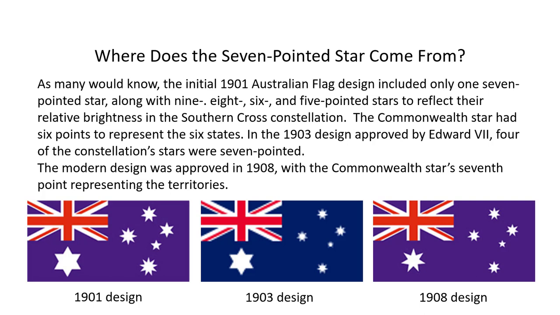In 1903, the design approved by King Edward VII had 4 of the constellation stars 7-pointed, and the modern design was approved in 1908, with the Commonwealth star's 7 points representing all of the territories.